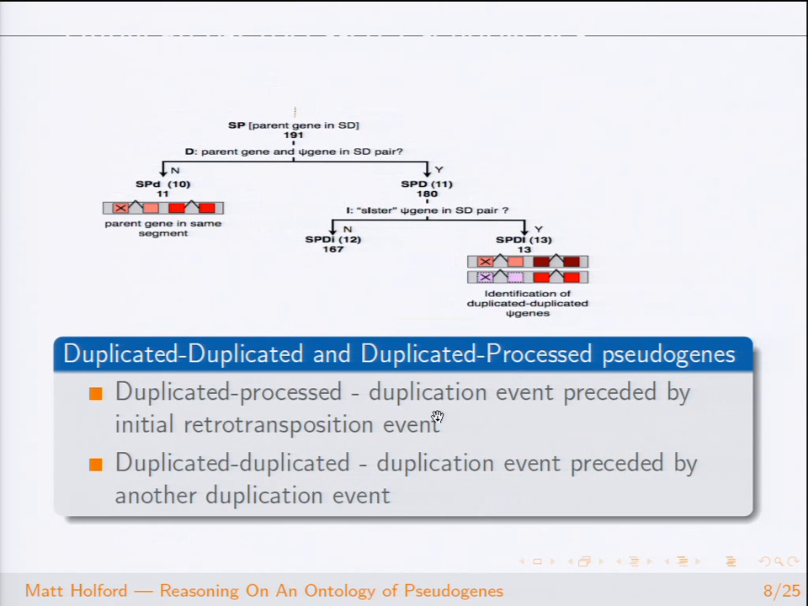Looking at a little more example, we're looking at pseudogenes which arose as a result of duplication of pseudogenes. This is because there are often cases in SD pairs where there is more than one pseudogene with the same parent gene. We call these sister pseudogenes. First, we have what we called duplicated processed pseudogenes. In this case, a pseudogene arose from a retrotransposition event, and then was duplicated. So they're processed pseudogenes which were duplicated. Then we have duplicated duplicated pseudogenes, which were duplicated pseudogenes that were then duplicated again as part of a second duplication.